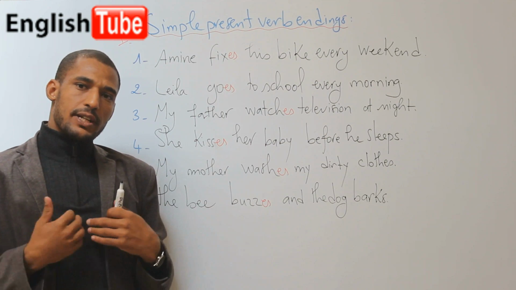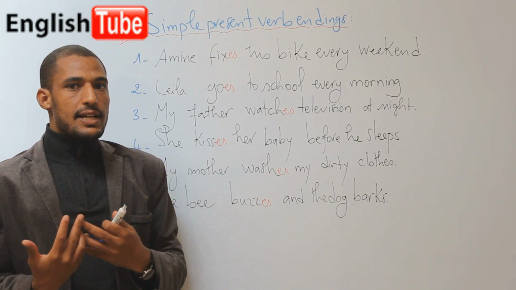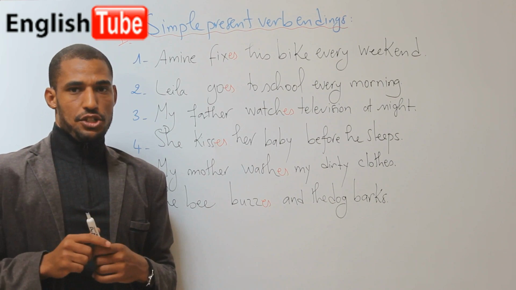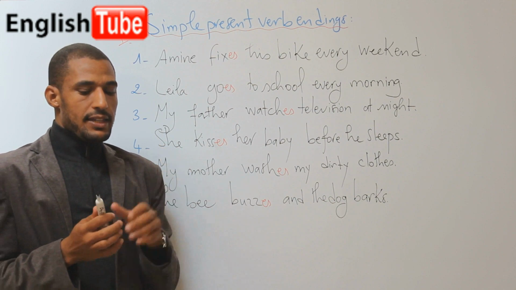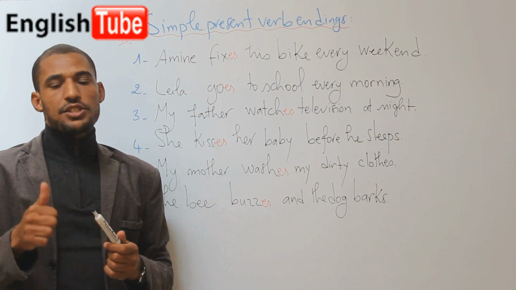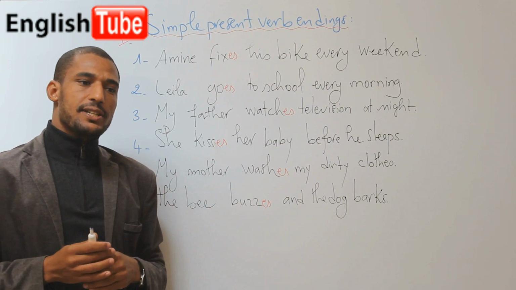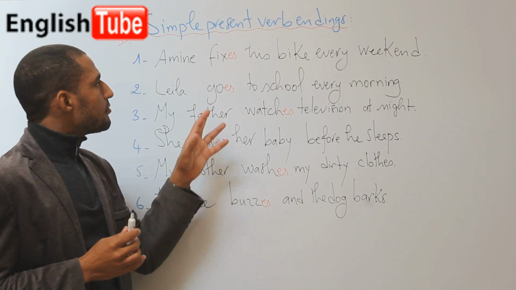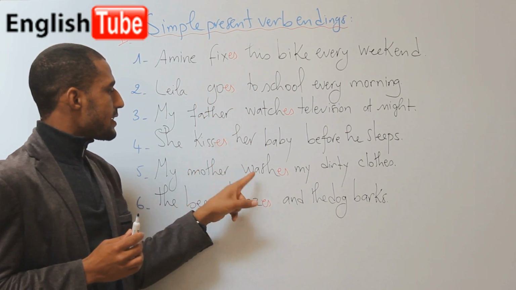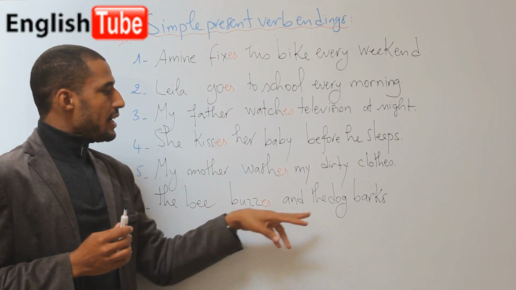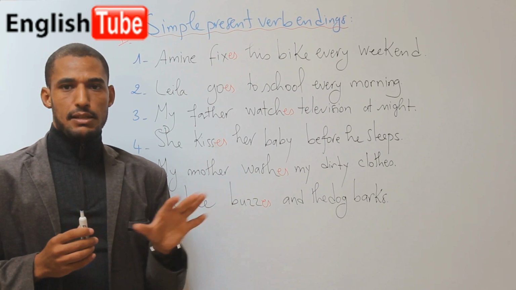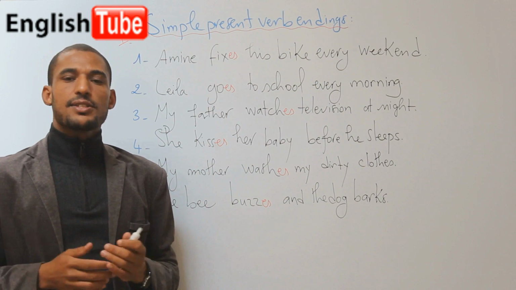it. So for us to add S or ES or IES at the end of the verb, the subject should first of all be either he, she, or it. This is the first condition. The second condition is, as you can see here, we've got the verbs fixes, goes, watches, kisses, washes, and then buzzes, and then barks. These are verbs put in simple present. So this is the second condition.